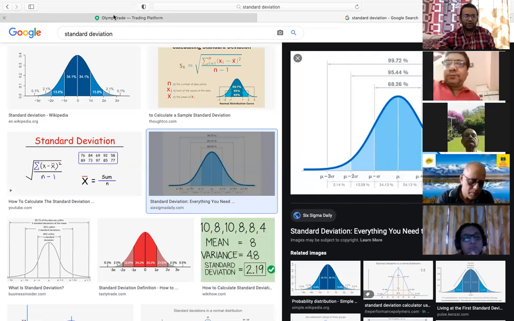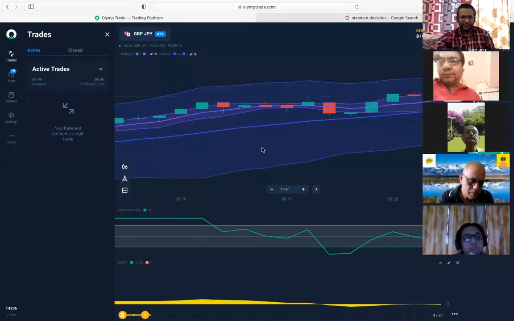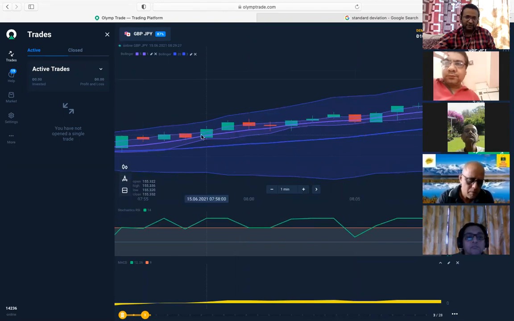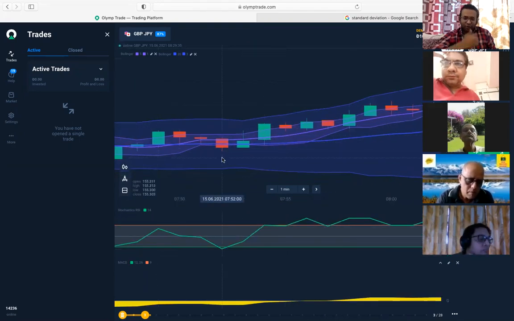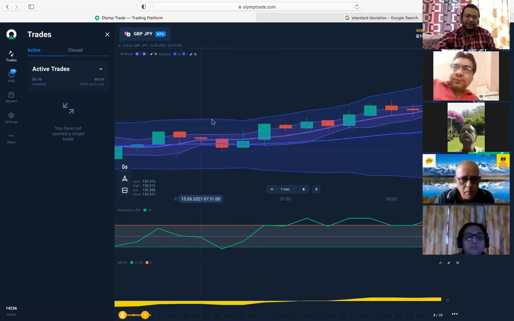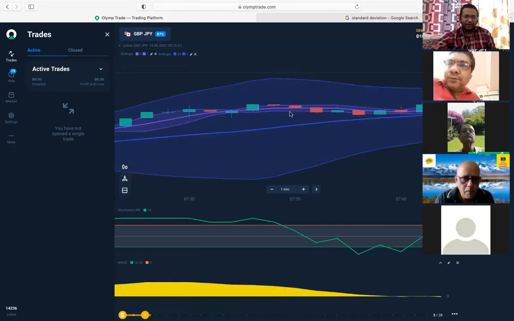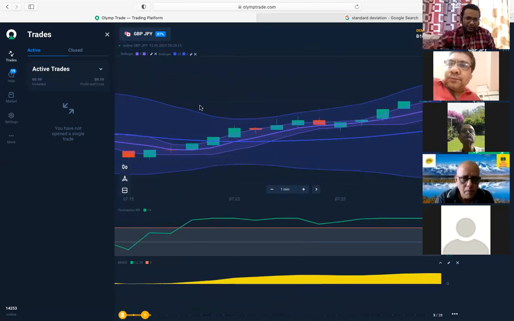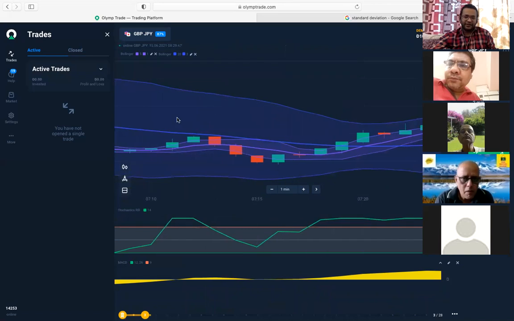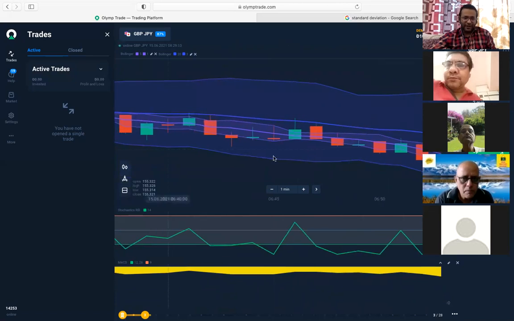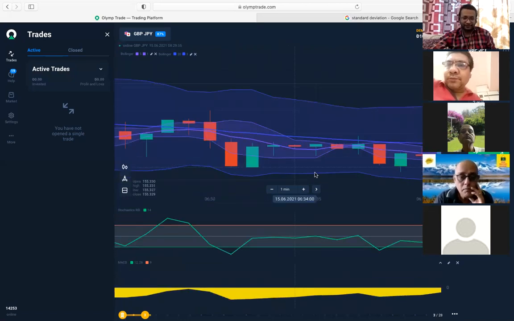Let's go back to our Olymp Trade and our indicators. Which means very little data lies beyond 3. If you look at this chart right now, you will see literally no candles beyond this line, which is standard deviation 3 of the Bollinger band. Even if you see a wick or a candle, it will soon come back inside that standard deviation because, as per mathematics, there is very little data there. I'm scrolling back and back, and there is no candle going beyond that.